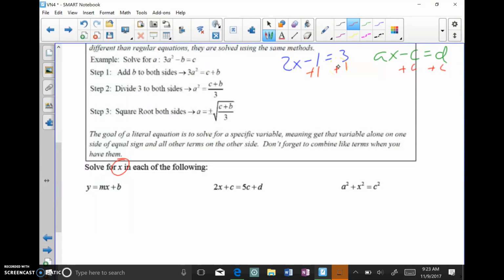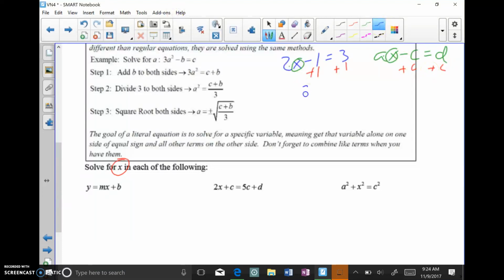But in solving for x, I'm trying to get it alone. When it comes to 2x minus 1 equals 3, it's on the left side of the equation. Now, what else is on the left side of the equation? I got a times 2 and a minus 1 attached to it. Well, we add and subtract things away first, so I got to add that 1 away first. And it's the same thing over here. I'm going to get this x alone, and it's times an a and minus a c. So I'm going to add or subtract things away that I can first.